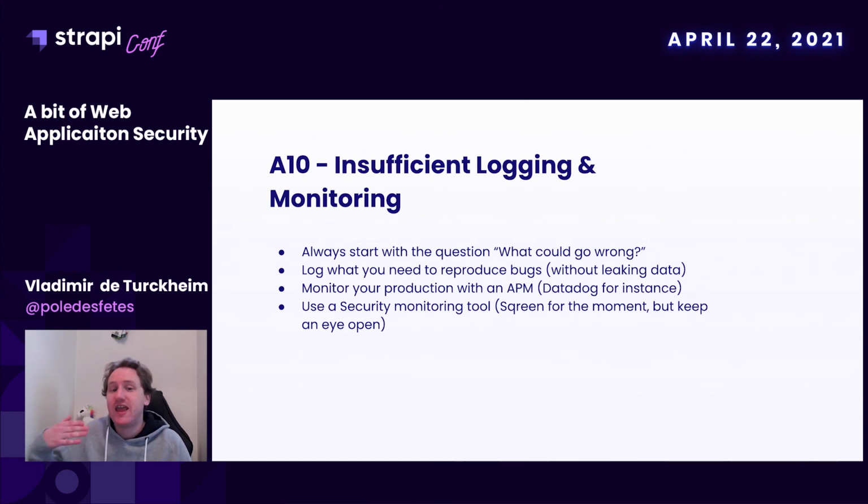Monitor your production with an APM, so you know what the performance of your application is, Datadog for instance, so you are not vulnerable to denial of service if you've got bad performance. And use a security monitoring tool. That's why you probably want to install Sqreen for the moment, but maybe there will be some changes in that space. Just Google the news about us, and you will see that I did not recommend using Datadog by mistake.